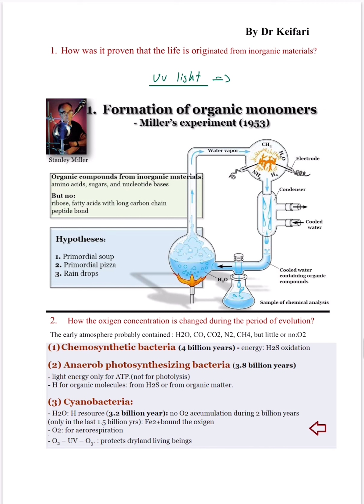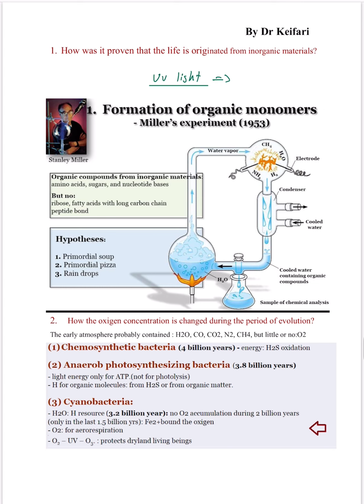They need high energy, only ATP, not photolysis, and the hydrogen comes from compounds like hydrogen sulfide or organic matter. And the third group is the cyanobacteria, with the hydrogen source from water. There was no oxygen accumulation during 2 billion years, only a very low amount, and only at 1.5 billion years did oxygen formation start, mainly binding with inorganic compounds like iron too. It can help the formation of oxygen.